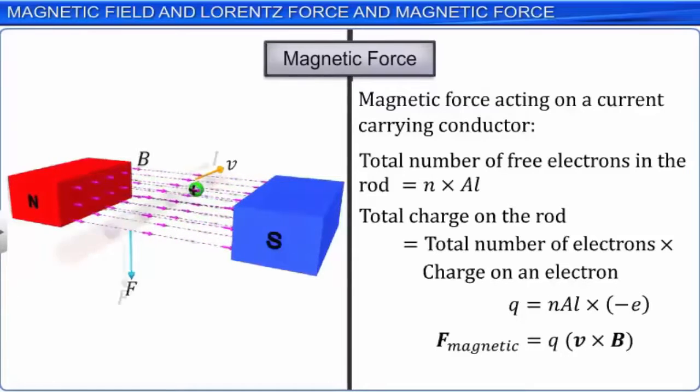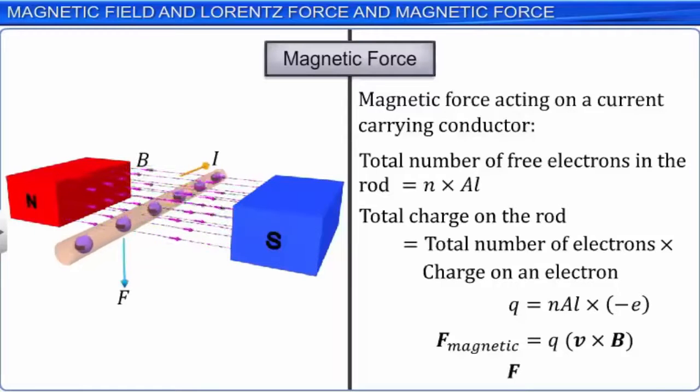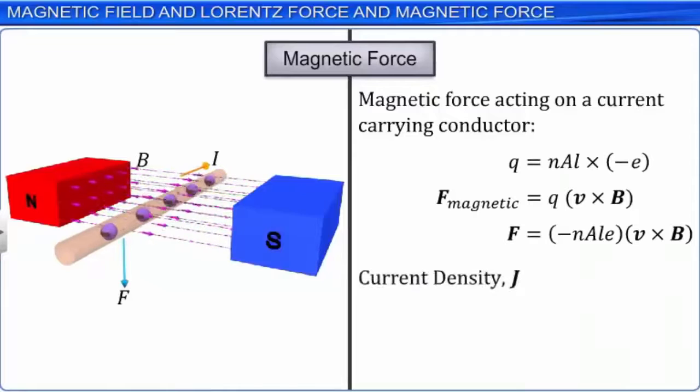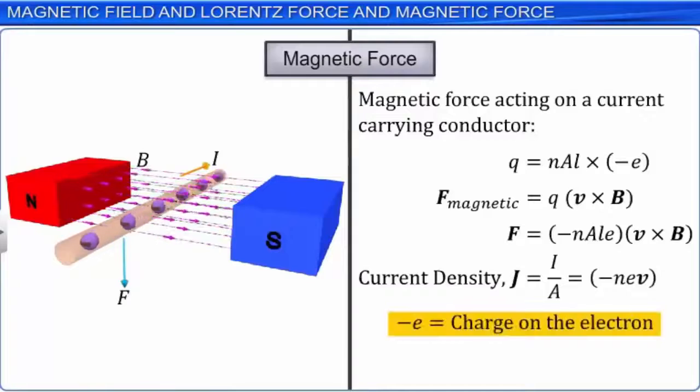In the case of the rod, the magnetic force acting on the free electrons is equal to the total charge due to the free electrons on the rod multiplied by V cross B, which is equal to minus NALE into V cross B. As current density J is defined as the current per unit area, it is equal to current I divided by area A, which is equal to minus NEV, where minus E is the charge on the electron and V is the average drift velocity.